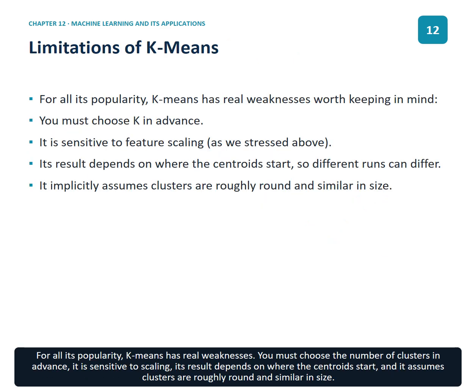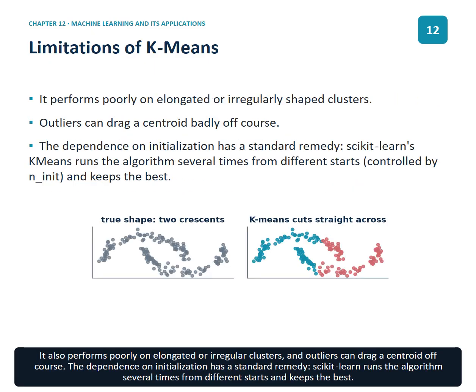For all its popularity, K-means has real weaknesses. You must choose the number of clusters in advance. It is sensitive to scaling. Its result depends on where the centroids start, and it assumes clusters are roughly round and similar in size. It also performs poorly on elongated or irregular clusters, and outliers can drag a centroid off course. The dependence on initialization has a standard remedy. scikit-learn runs the algorithm several times from different starts and keeps the best.